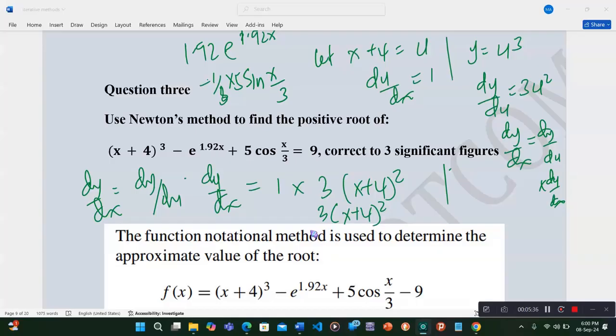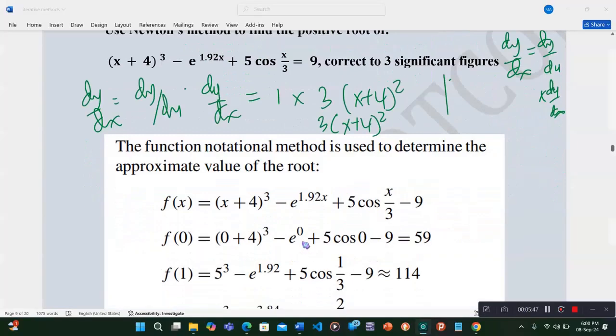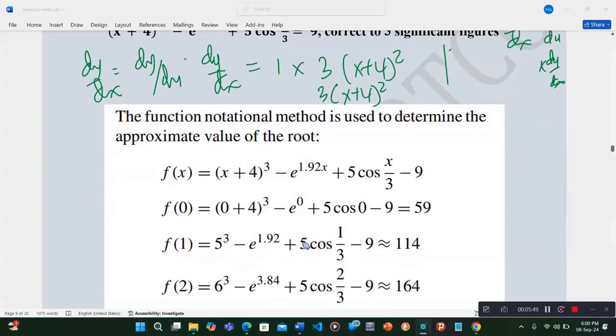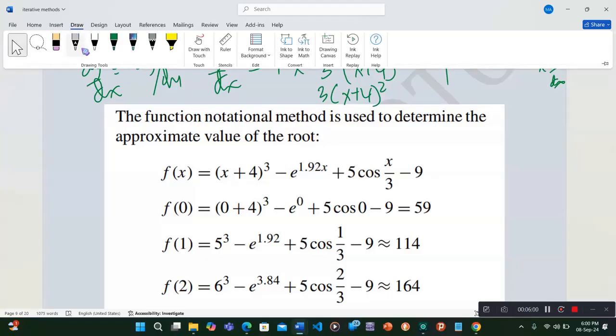We can also go the other side: x is equal to 0, then x is equal to negative 1, x is equal to negative 2, x is equal to negative 3, x is equal to negative 4, and then we analyze the change in sign of the function. For example, my function is equal to 59 at x is equal to 0.